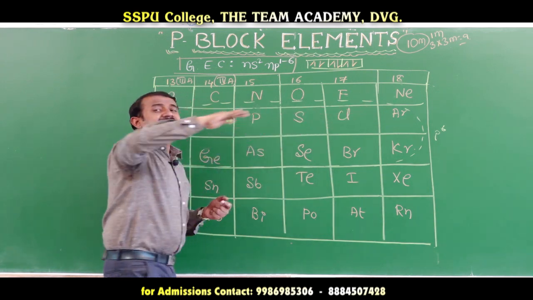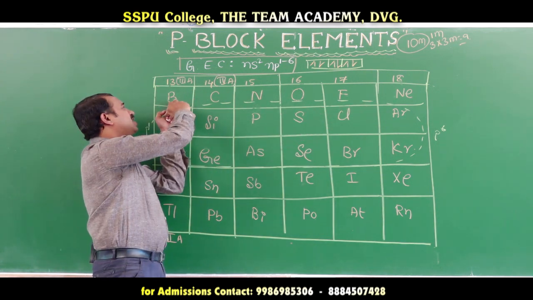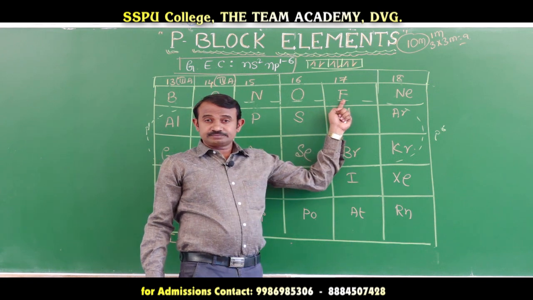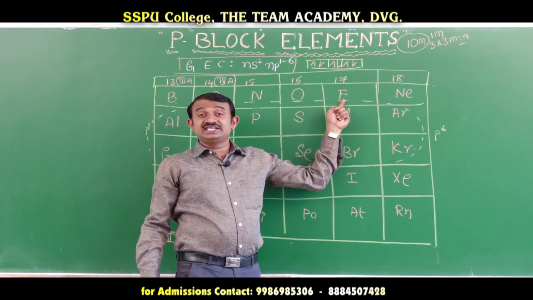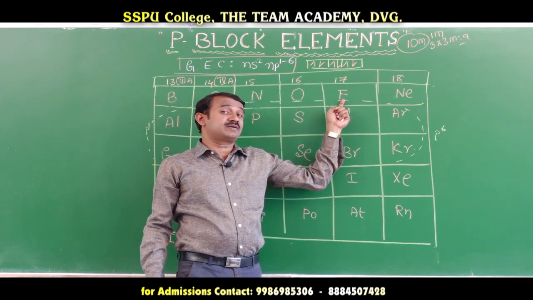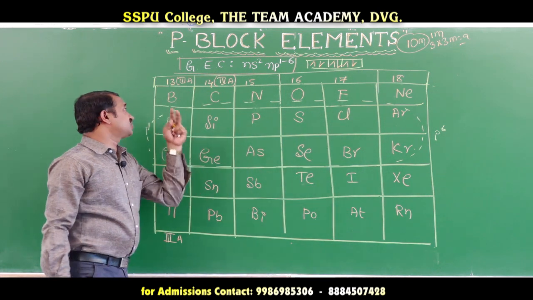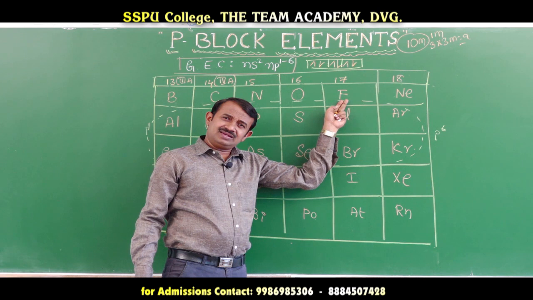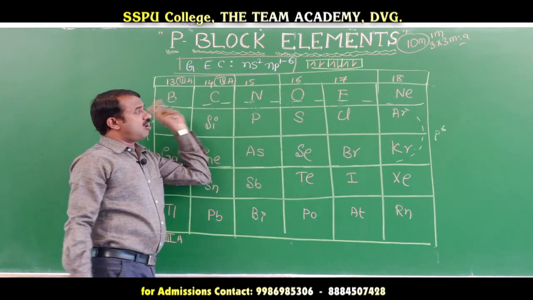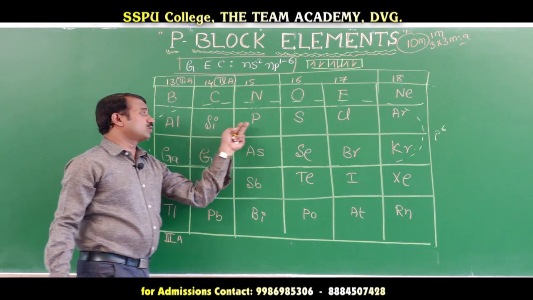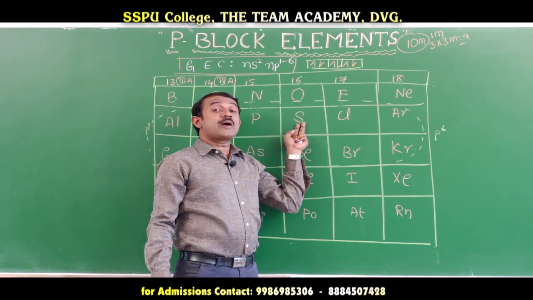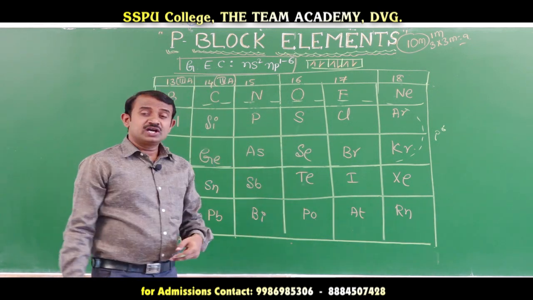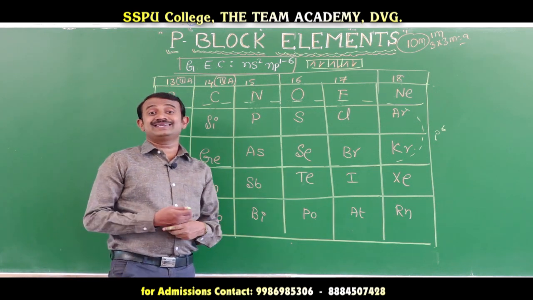The head elements of the families, boron, carbon, nitrogen, oxygen and fluorine, do not have vacant d orbitals, the d orbital is not available. That's why they show limited oxidation states like 3, 4, 3, 2, 1, 0. But other elements can go for 3, 4, 5, 6 because of the availability of vacant d orbitals, where electrons are shifted from the p orbitals to the d orbitals. That is the extended oxidation state.